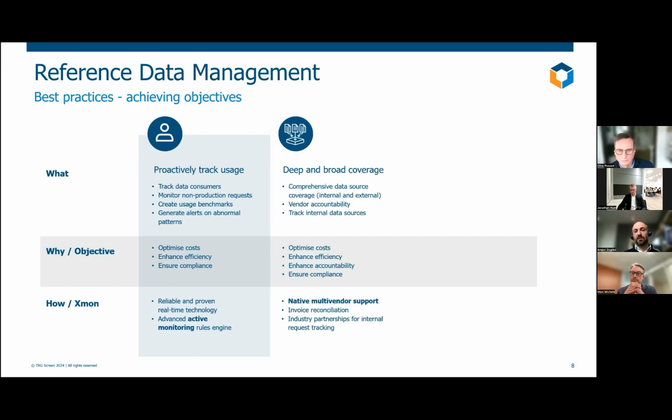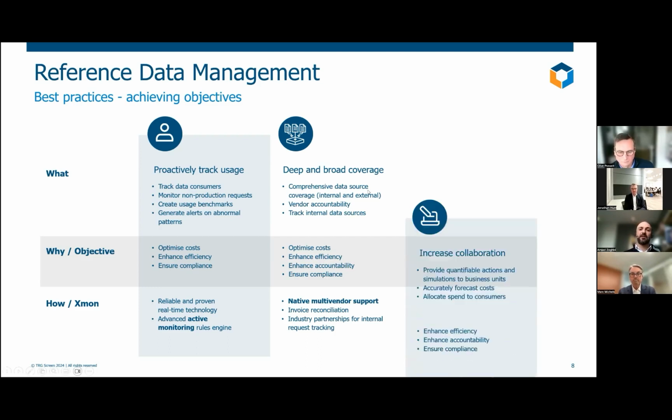Now, Xmon addresses this. Xmon is natively multi-vendor. We can add vendors to the platform as a setup to the system. We've got many clients using several vendors implemented and onboarded into the application. We also have partnerships in the industry. These are typically around data mastering systems, so we can leverage those partnerships to reduce implementation time and to push the analytics even further, so clients can track data sources internally and provide even deeper insights into how data is used in the organization.